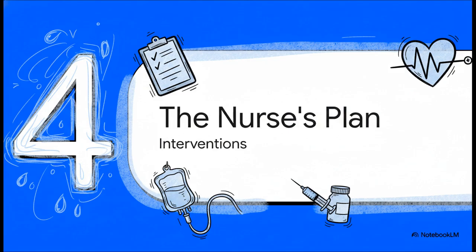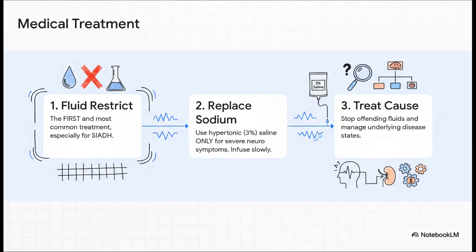Let's get into the plan of care, covering both what the doctor will order and what you'll be doing as the nurse. For the NCLEX, the order you do things in is absolutely critical. So for most cases of hyponatremia that are from water access, the first-line treatment is simple, fluid restriction. If the problem is too much water, we stop putting more water in.